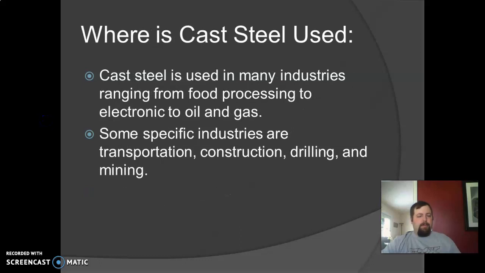Where is cast steel used? Cast steel is used in many industries ranging from food processing to electronic to oil and gas. Some specific industries are transportation, construction, drilling, and mining.